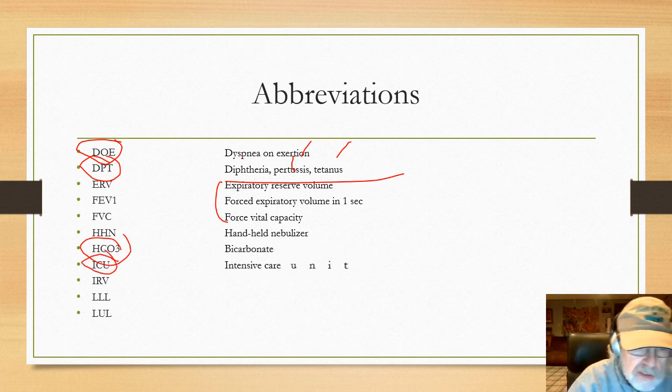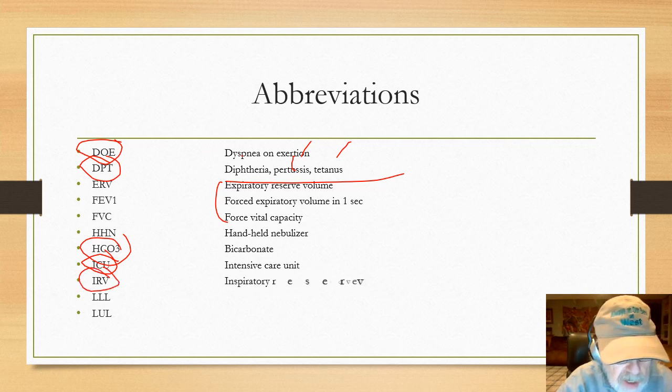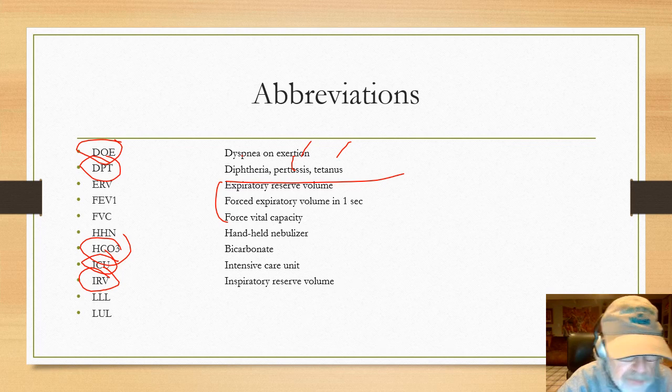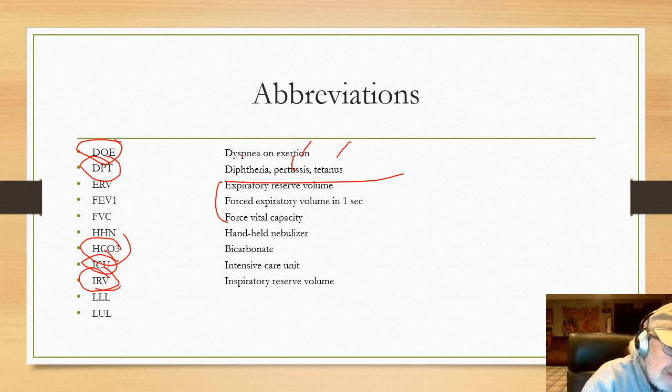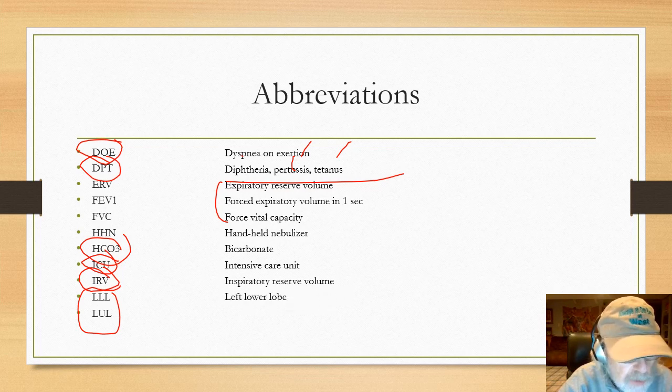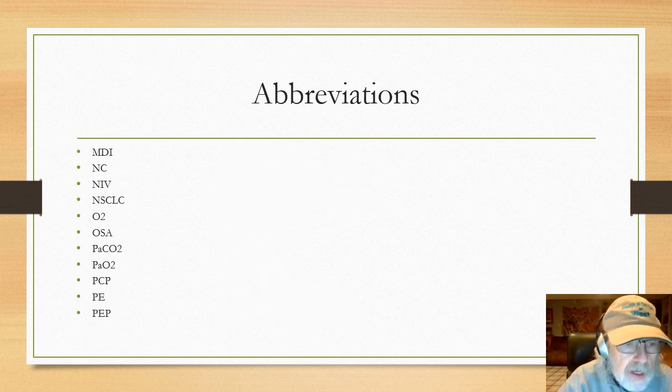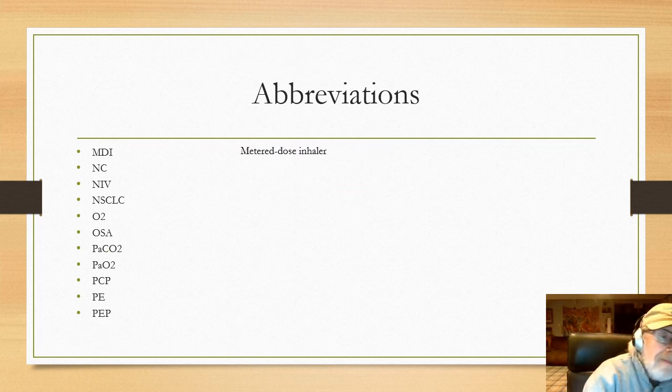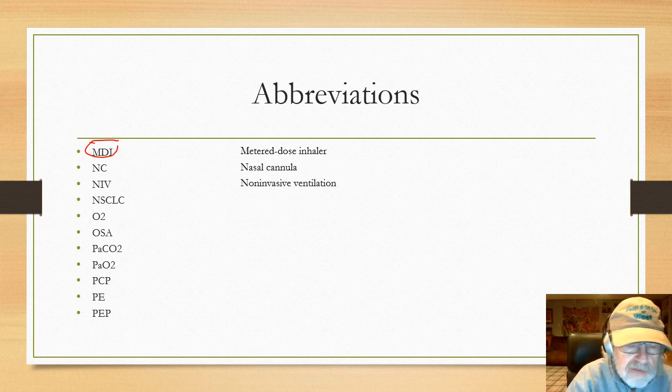ICU we know is intensive care unit, piece of cake. This is another respiratory thing. IRV, inspiratory reserve volume. I don't think I'd make much care about that. LUL, left upper lobe, piece of cake. We talked about that one before. This is also for respiratory therapy, so I wouldn't worry too much about that. Same thing with nasal cannula. NIV, non-invasive ventilation, again, for respiratory therapy.